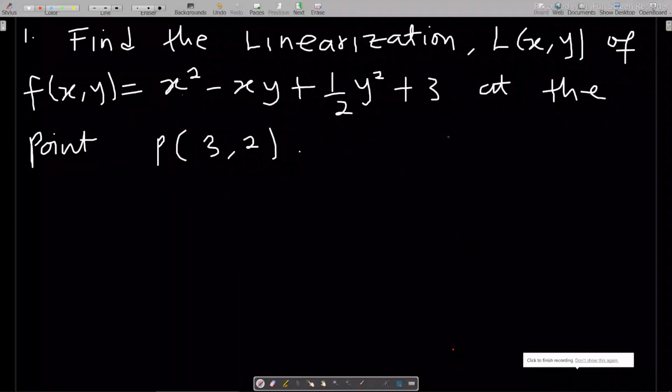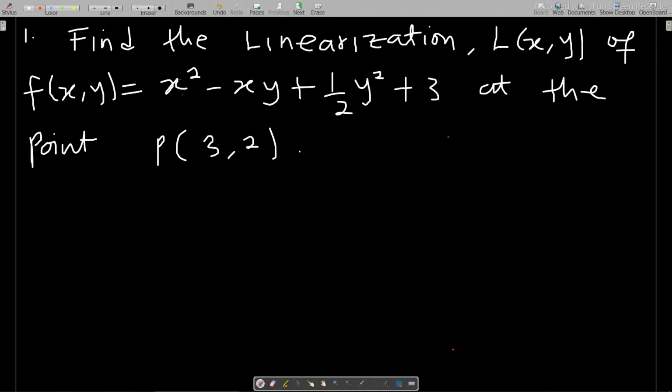Hello, welcome to this lesson of our study of partial differentiation. In this lesson we go through what we mean by linearization and linear approximations.